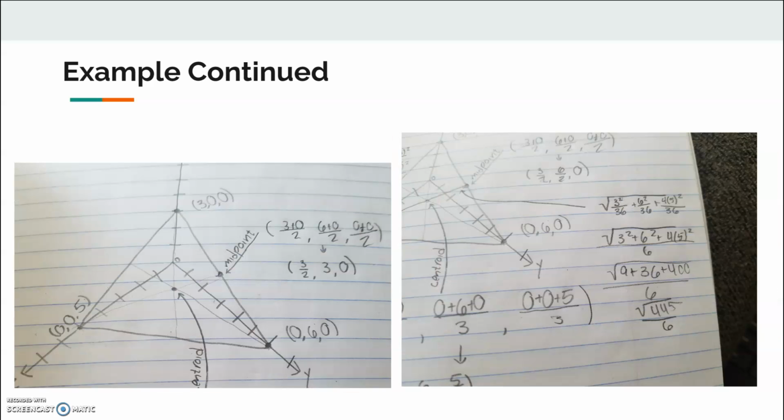Next, find the coordinates of the midpoint. You find the average of the two vertices. So in this case, the two vertices are (3, 0, 0) and (0, 6, 0). So when finding the average, you get (3 plus 0) over 2, (0 plus 6) over 2, (0 plus 0) over 2, which becomes the midpoint coordinate of 3 over 2, 6 over 2, 0.